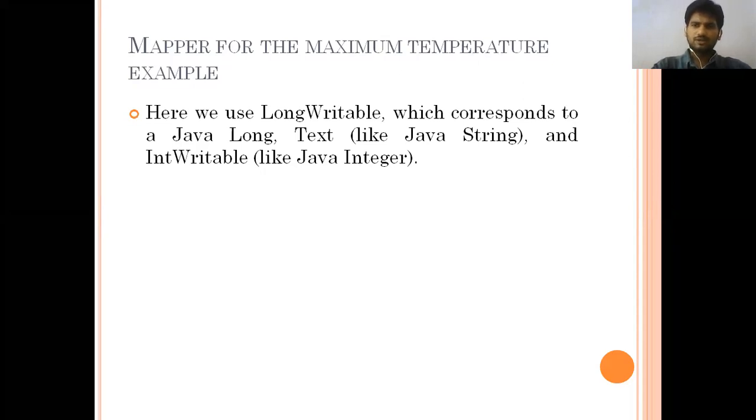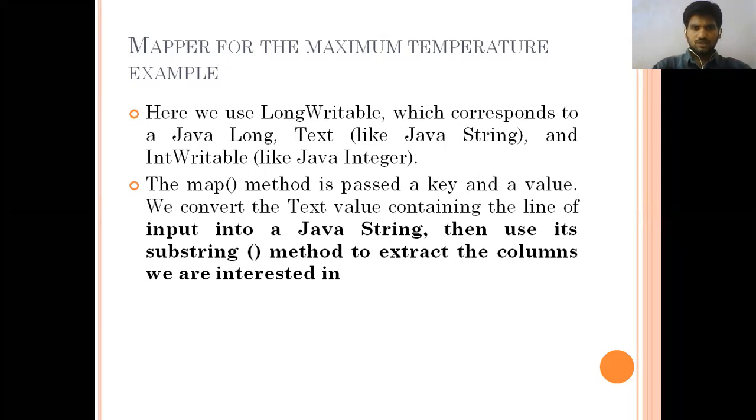We are going to write the code. Text is like a Java string, and IntWritable is like a Java integer. So one is considered a string, the other an integer. These are the two. The map method is passed a key and a value. We know these are generic, and we pass two values: one is a key and another is a value.